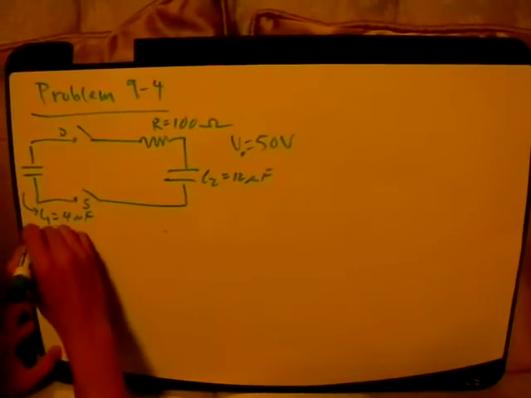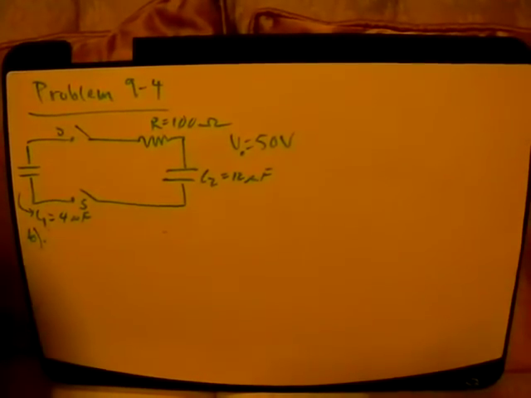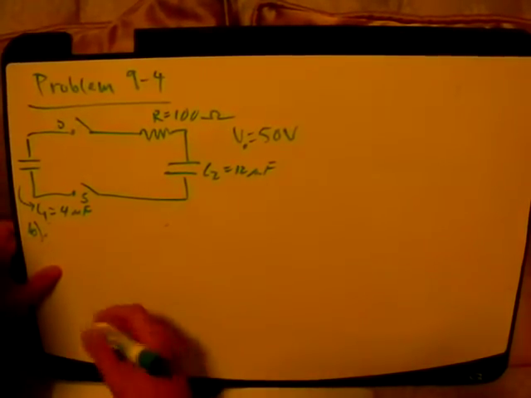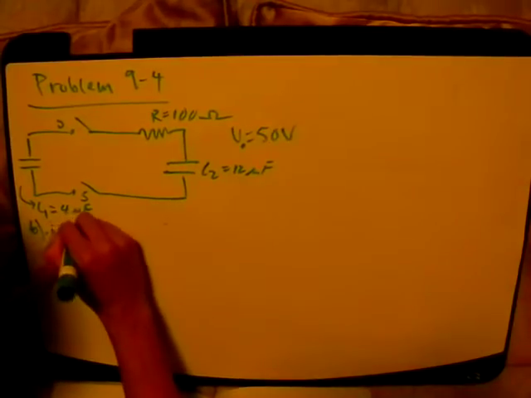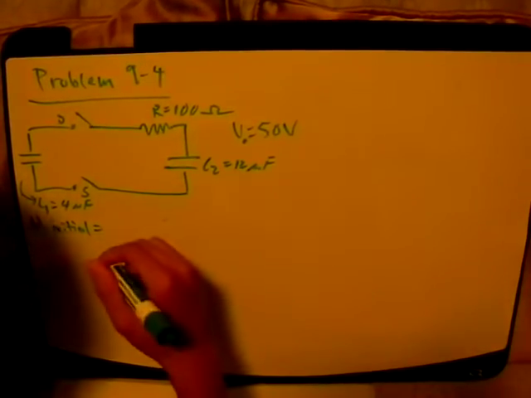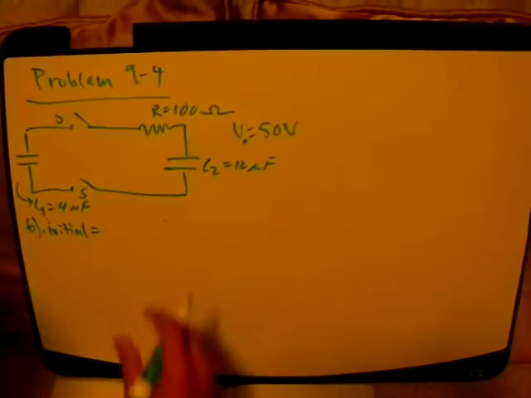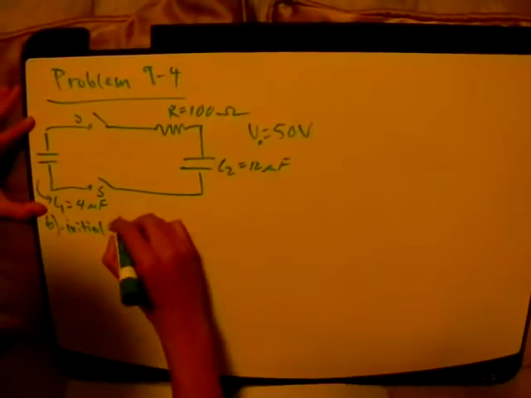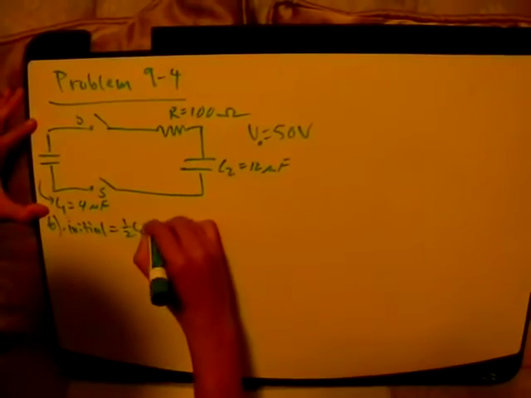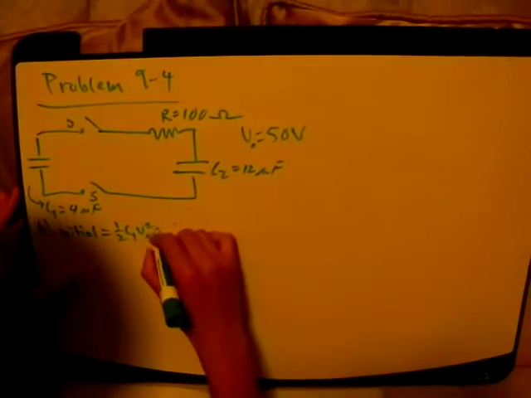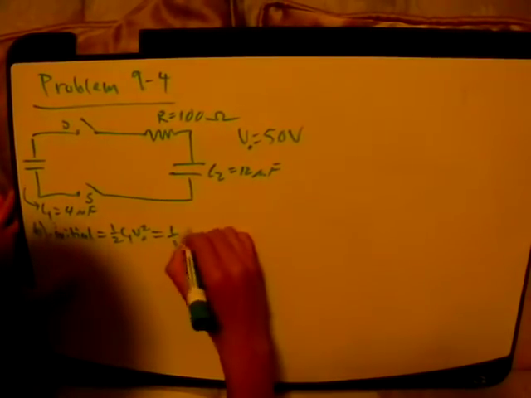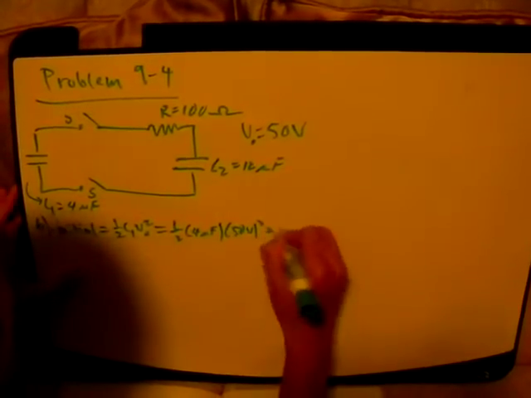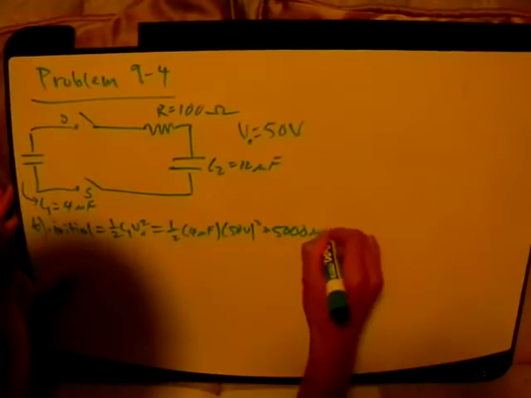Okay, part B asks us to determine the difference between the initial and final stored energy of the system. So we first have to find the initial. C2 was uncharged, so the initial energy is only based on this capacitor. So that's 1/2 C1 V naught squared, from the equation sheet. Plugging in: 1/2 times 4 microfarads times 50 volts squared. Using the calculator, you get 5,000 microjoules.